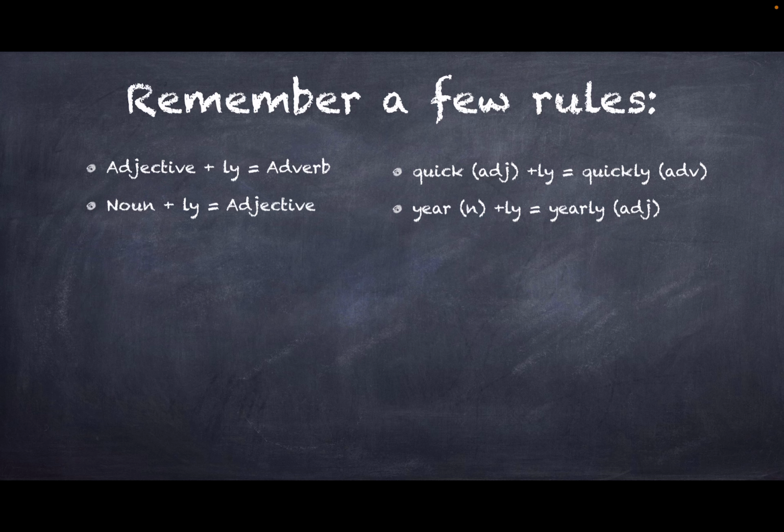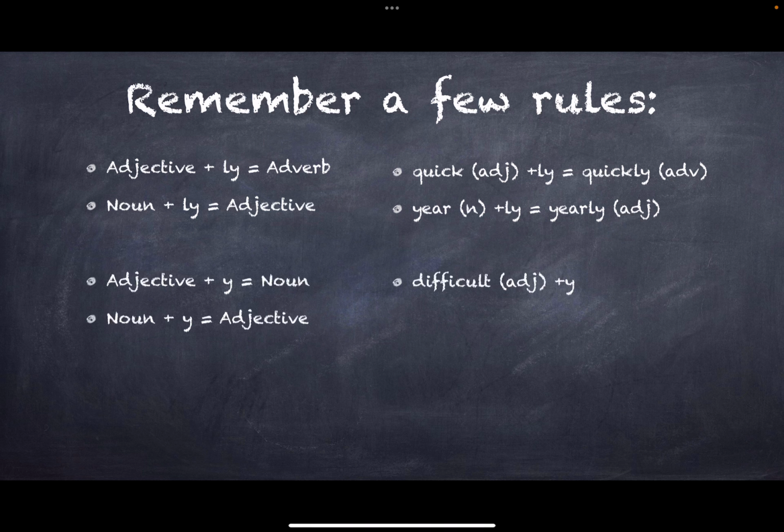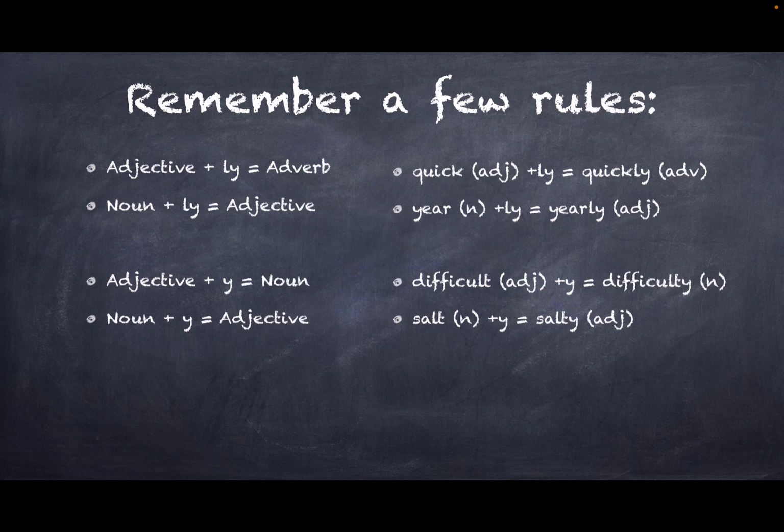However, if you have a noun and add ly, you get an adjective. So the noun year plus ly gives us the adjective yearly. Adjectives and nouns can both end in y. So again, pay attention to what the root is. If it's an adjective plus y, that gives us a noun. For example, difficult, an adjective plus y, gives us difficulty, a noun. A noun plus y gives us an adjective. So for example, salt, a noun plus y, gives us the adjective salty.